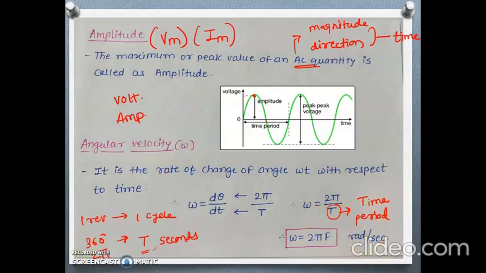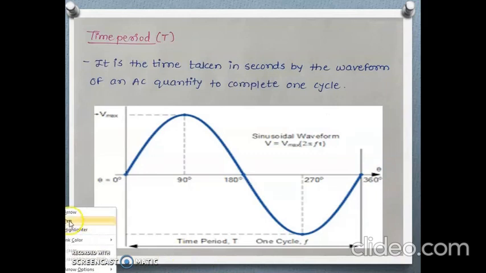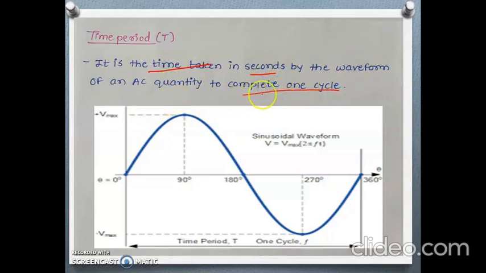So let's see time period. What is meant by time period? The time period of AC quantity is the time taken in seconds by the waveform of AC quantity to complete one cycle. This is important. The time taken in seconds by the waveform to complete one cycle. This is the one cycle of waveform, where this is the positive half or positive part, this is the negative part, and the area under this positive and negative are the same. So this will be the one cycle. And to complete this one cycle from this point to this point is known as time period. The time required to complete one cycle of AC quantity is known as time period, which is denoted by capital T and measured in terms of seconds. Okay, this is time period.